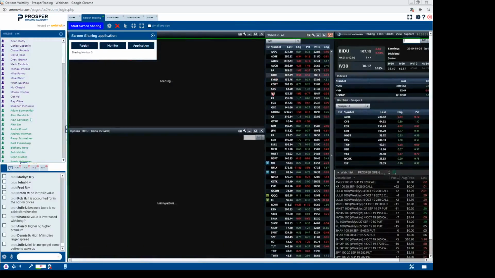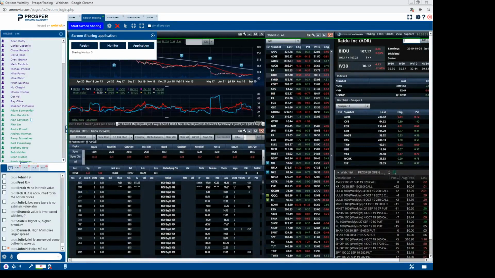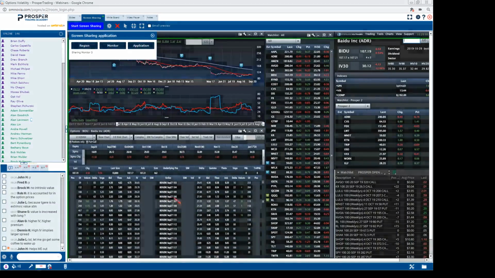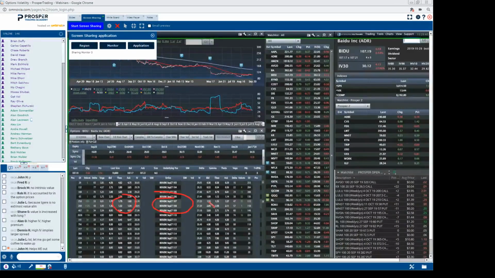So just, I'm picking something completely random right now. If I was looking at Baidu, the expected move for next week, I'd look at the 107 straddle and I'd say, okay, that expected move is about $3.40 or so. Good, John.